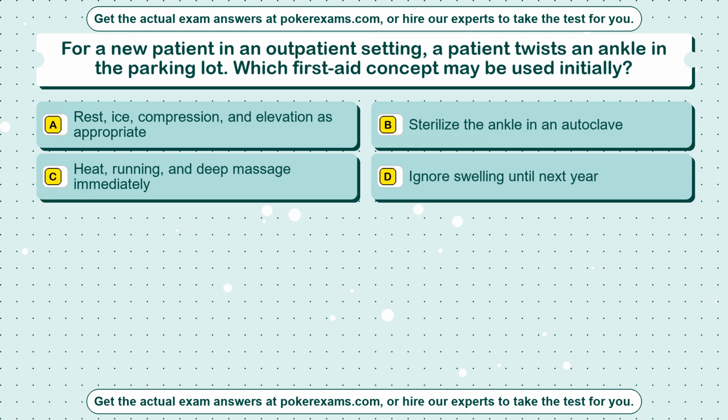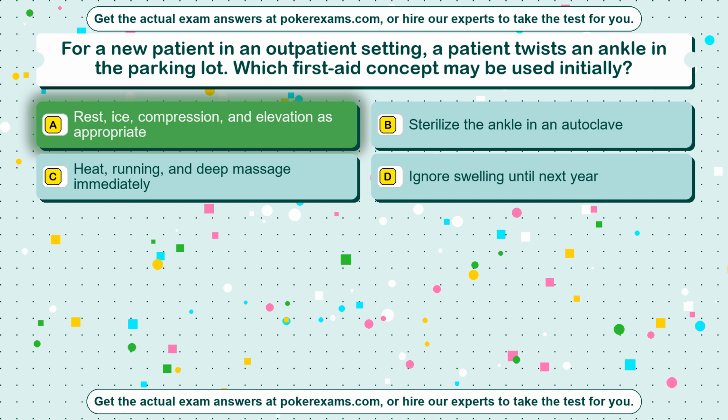Question 91. For a new patient in an outpatient setting, a patient twists an ankle in the parking lot. Which first aid concept may be used initially? Option A. Rest, ice, compression, and elevation as appropriate. Option B. Sterilize the ankle in an autoclave. Option C. Heat, running, and deep massage immediately. Option D. Ignore swelling until next year.